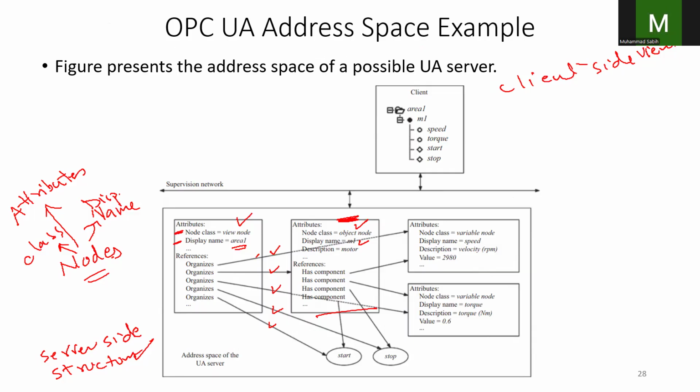It has speed, it has torque, and it has stop and start. These are either variable nodes, as we see from the type. This is a variable node here, and this is also a variable node here, like speed and torque, and they carry the actual values. And it also has the method nodes. So these are the method nodes.